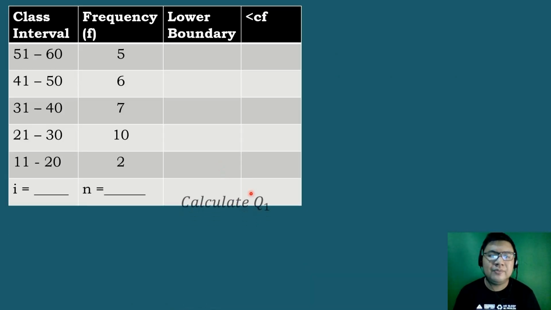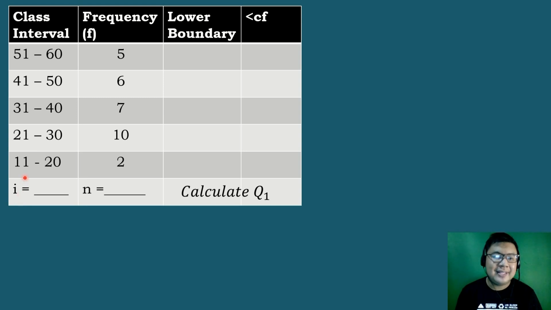Let's have our first example. We will compute for the value of the lower quartile or quartile 1. The first step is to complete first the missing parts of the frequency distribution table. We will look for the value of the class width or the interval.